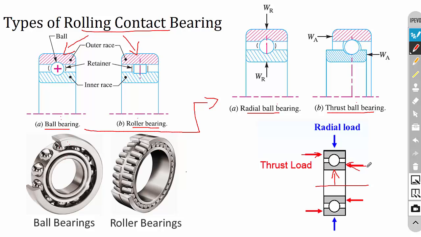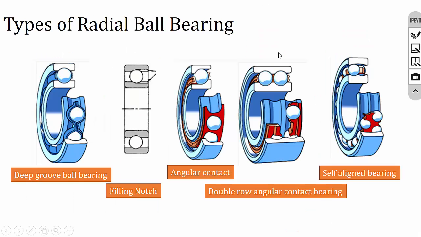The load will be acting parallel to the axis of the shaft. Also, in some of the thrust ball bearings we can apply both thrust load as well as radial load. So this radial ball bearing and thrust ball bearing have small design changes in their constructions. We'll see that in the next slide.